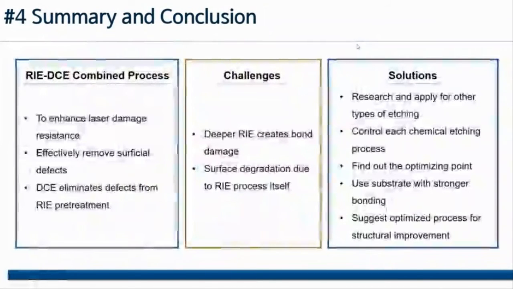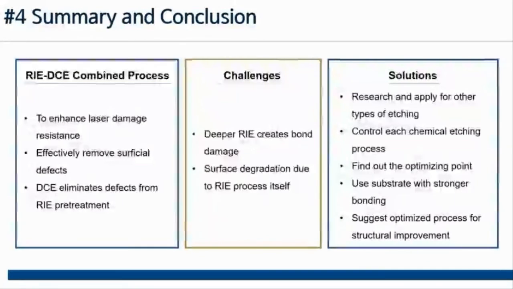The combined process of RIE and DCE was first introduced to improve the laser damage resistance of fused silica optics. Compared to a single process of RIE or DCE, it can remove the surface defects more effectively. However, there are still some challenges. Deeper RIE creates bond damage and serious surface degradation due to the RIE process itself. To solve these problems, we can apply other types of etching and control each chemical etching process. Also, we can use a substrate with stronger bonding surface materials or suggest an optimized combining process that can achieve a huge enhancement in terms of structural improvement.